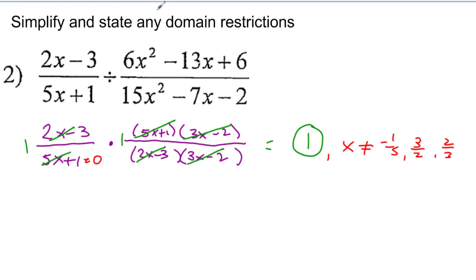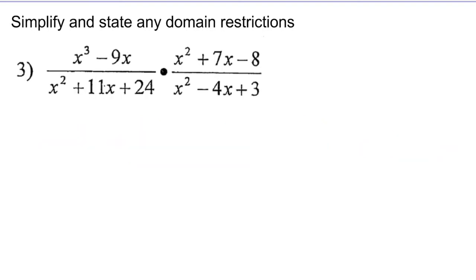We have to let people know that there were some bad values to avoid. Okay, so in our second problem, same concept. I just actually have to factor more. So this x cubed minus 9x, I have 2 steps of factoring, which I'll show you off to the side.